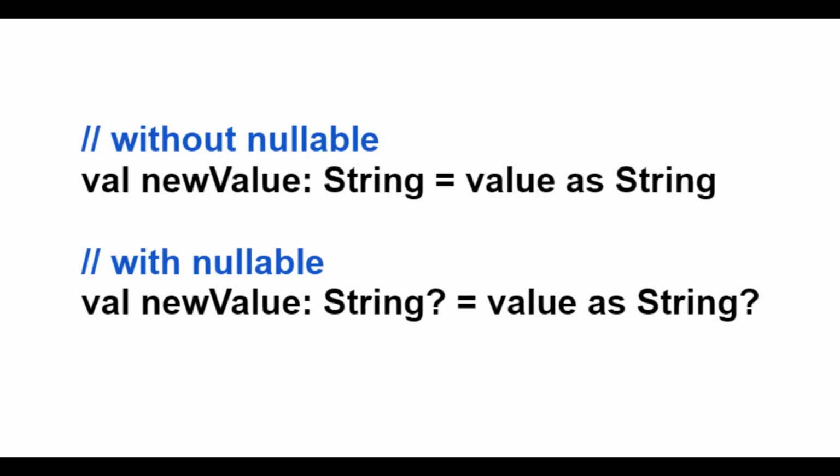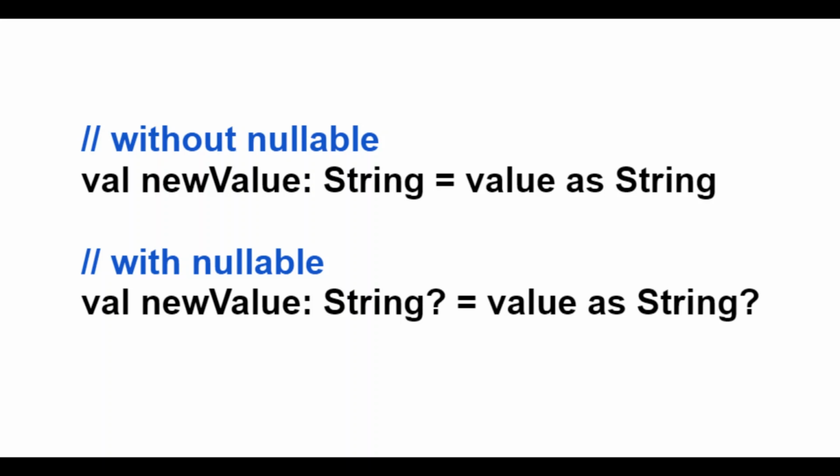Let's discuss the unsafe cast operator. The unsafe cast in Kotlin is done by the infix operator as. This cast operator throws an exception if the cast isn't possible, so it's called unsafe. Note that null cannot be cast to String as this type is not nullable. If value is null, the code will throw an exception.